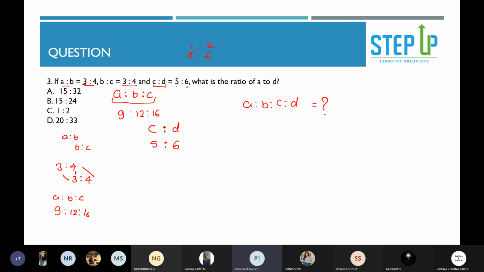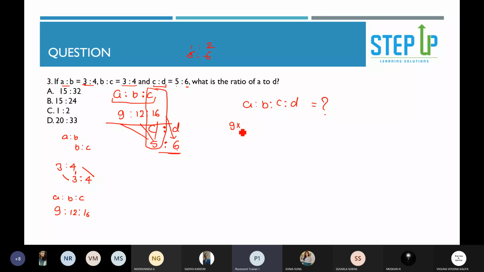Can anyone give a try? What number do I need to make common this time? C, ma'am. So if I have to make this term common, this part has 3 numbers, so all these 3 numbers will be multiplied by 5. And this part has only one number, so this part will get multiplied by 16.